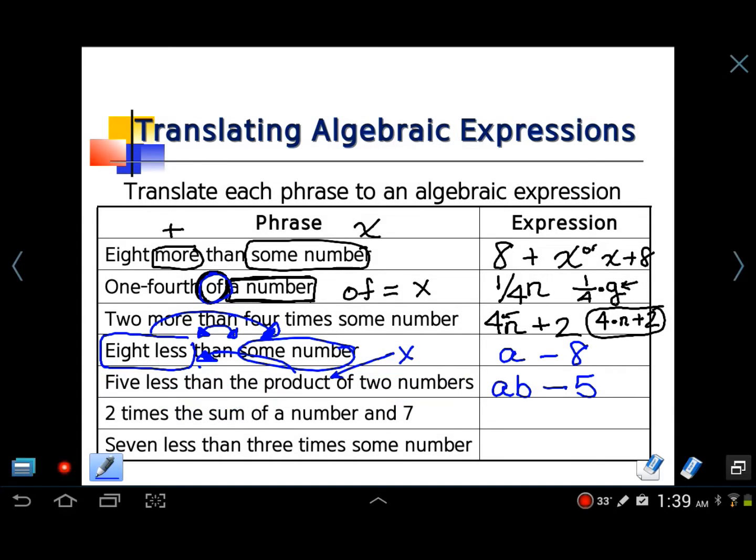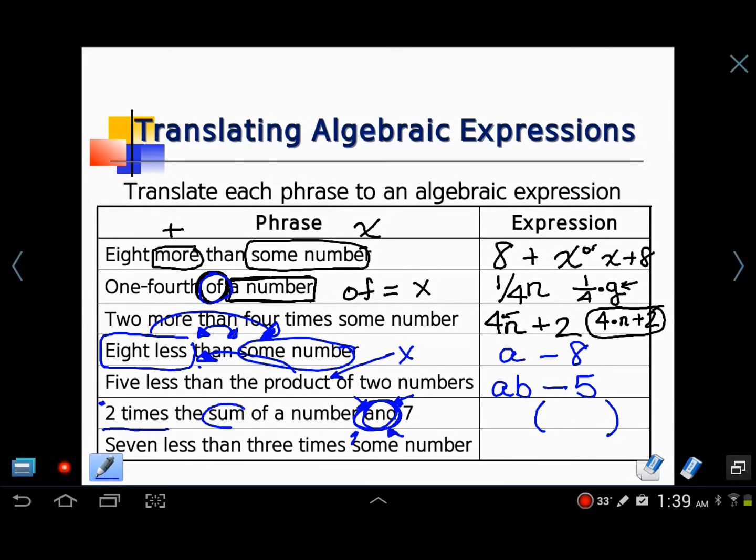There it is. Okay, in our next example, probably the most complicated one, we have 2 times the sum of a number and 7. Now, when you see this word and, I don't want you guys to make sweeping generalizations, although I am doing it. When you see that word and, that sometimes represents parentheses. So we're going to be putting something in parentheses. So 2 times the sum of a number and 7.